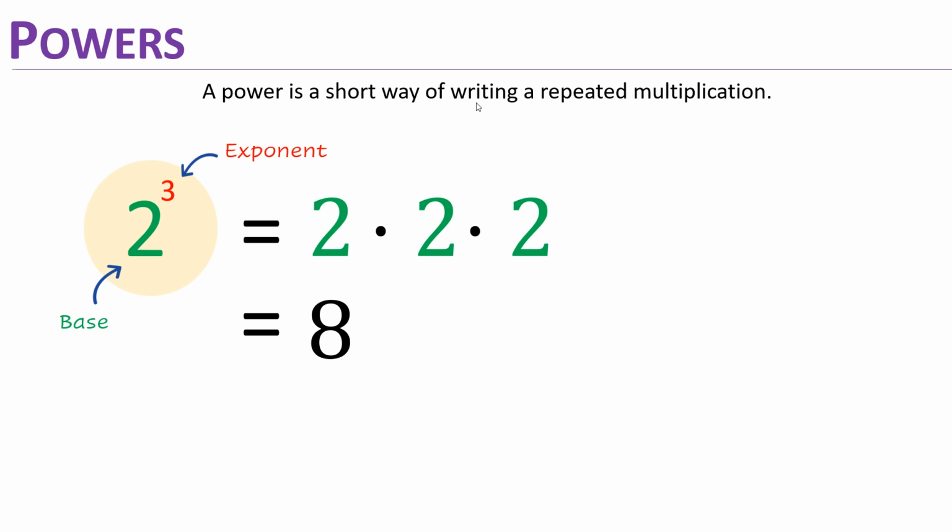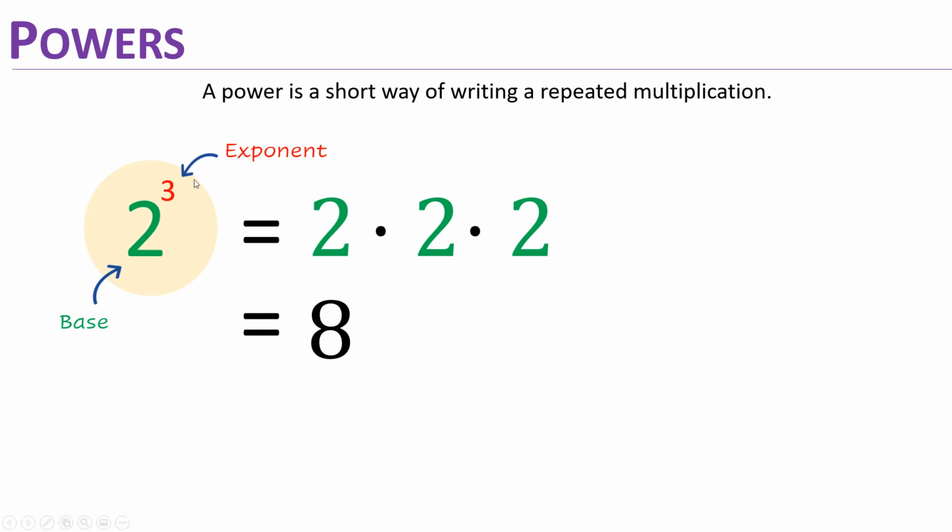A power is a short way of writing a repeated multiplication. For instance, 2 times 2 times 2 can also be written as 2 to the power of 3. The number 2 is the base, that's the number that we multiply by itself, and this 3 tells us how often the number 2 occurs in our multiplication. So this 3 is called the exponent, and it's written as a small index to the top right of the base. So we read this as 2 to the power of 3, or 2 to the third power, and it means the same as 2 times 2 times 2, which is 8.